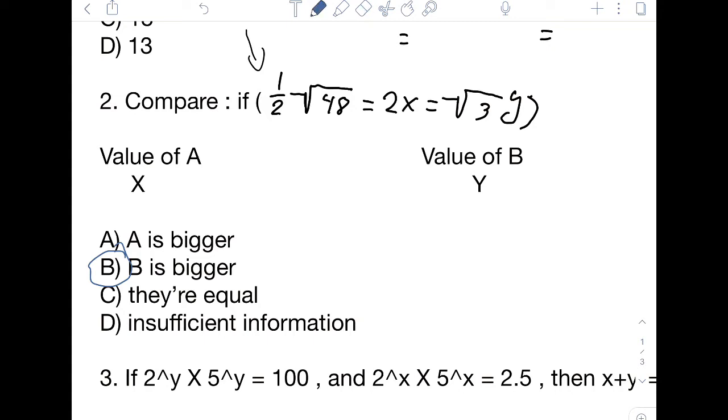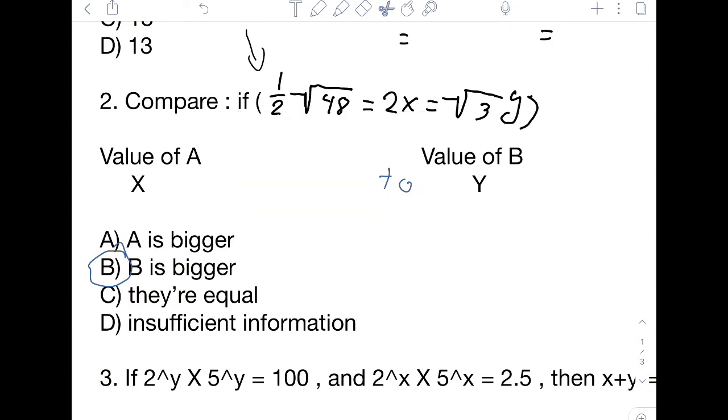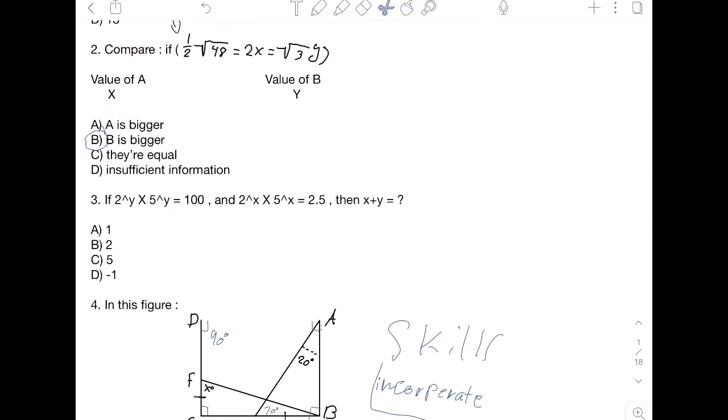In math, you just need to have a structure. You have to know the first thing, where to start, and when to stop, right? Those are the two things you need to solve anything. In any math problem, where to start is by simplifying it, making it easier to the eye, making it better. And when to stop just depends on the problem. So that is the solution for question 2.